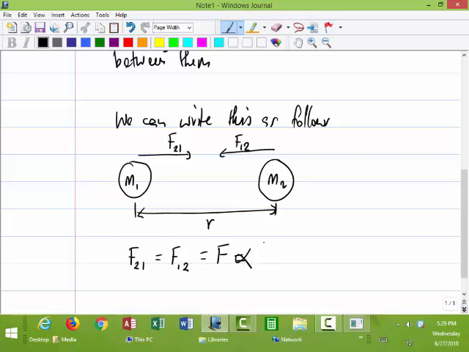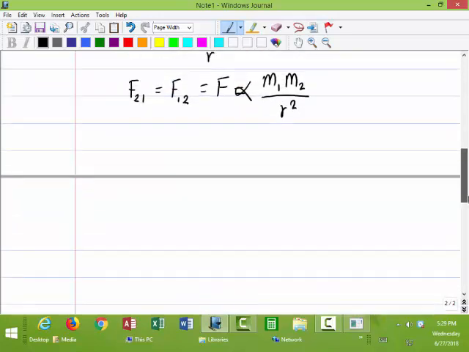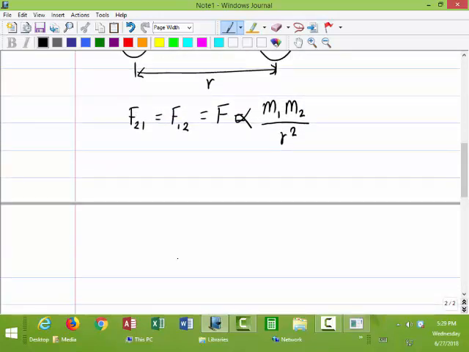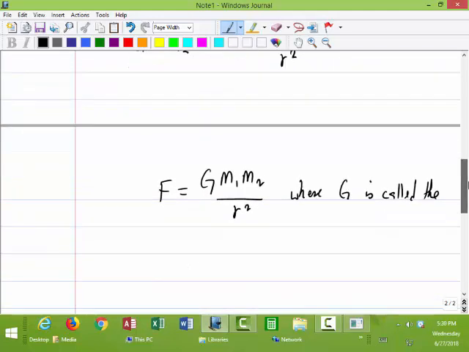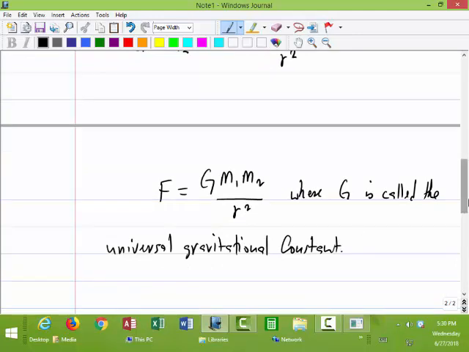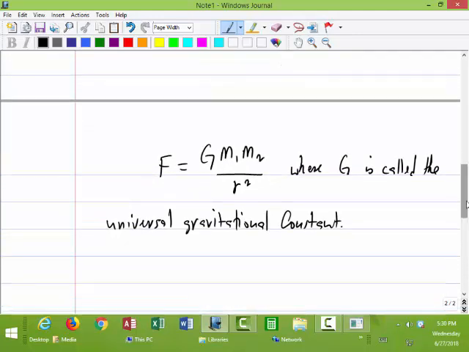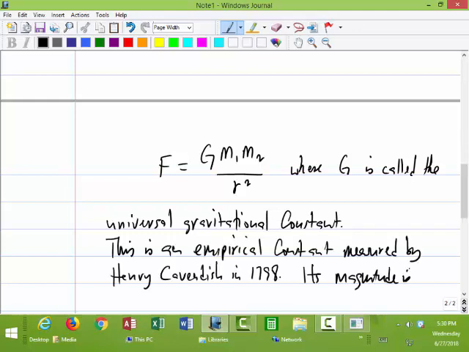and this force is proportional to the product of the masses m1, m2, and inversely proportional to the squared distance apart. We can take out the proportional sign and include now a constant, which we shall call the universal gravitational constant. So we shall say F is equal to G times m1 m2 divided by r squared, where G is called the universal gravitational constant. This is an empirical constant that was measured by Cavendish in 1798. Its magnitude is below.